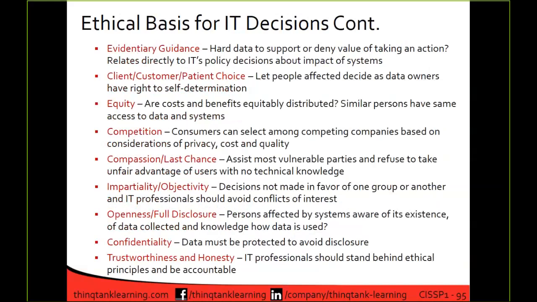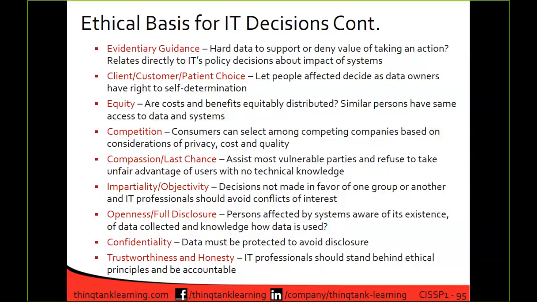Evidentiary guidance, continuation from the previous slide. Hard data to support or deny the value of taking an action. All right? So you have a policy within your organization, and that policy drives your controls, technical, administrative, and physical controls, and your actions, right? So you need to have data that supports or denies the value of taking that action. I didn't take this action because of this, or I did take this action because of this.